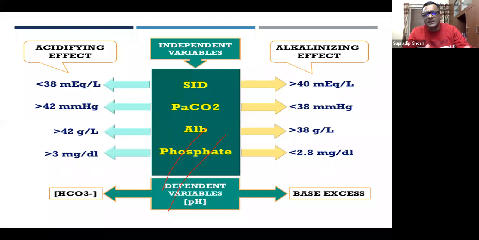The opposite is true. If the SID goes below 38 milliequivalents per liter, that produces metabolic acidosis. If the PaCO2 goes above 42 millimeters of mercury, it produces respiratory acidosis. If the albumin goes more than 4.2 grams per deciliter, this produces acidosis, and phosphate more than 3 milligrams per deciliter produces acidosis. The rest are all dependent variables: bicarbonate, pH, and base excess are all dependent variables. So it's very simple, and this way we can actually classify our acidosis.